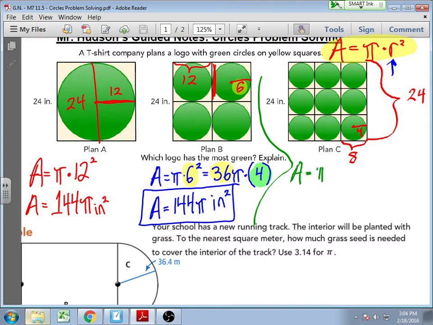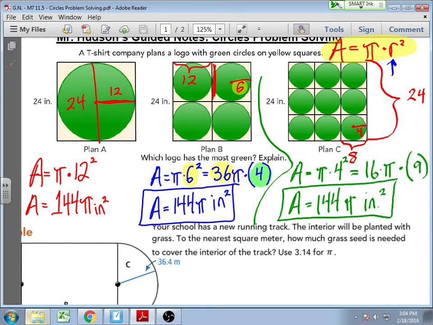Area equals pi times, now it's 4 squared. So that'll be 16 times pi. But then, because I have 9 circles, we multiply by 9. And again, get 144 pi inches squared.